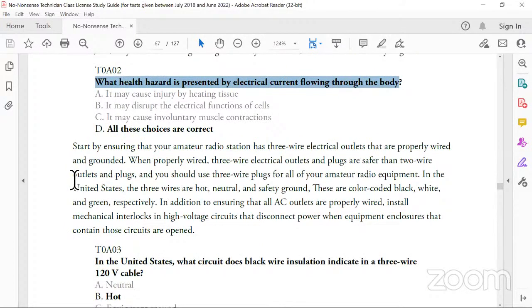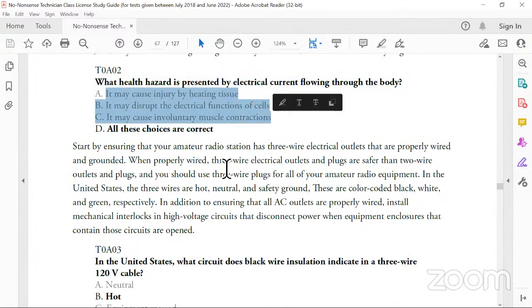What health hazard is presented by electrical current flowing through the body? We discussed it. It's all of these. It may cause injury by heating the tissue. Cook yourself. It may disrupt the electrical functions of cells, and it may also cause involuntary muscle contraction. It might cause you to hold on to something, or it may affect any other muscle in your body. And remember, your heart is a muscle as well, right? So very dangerous, electrocution.